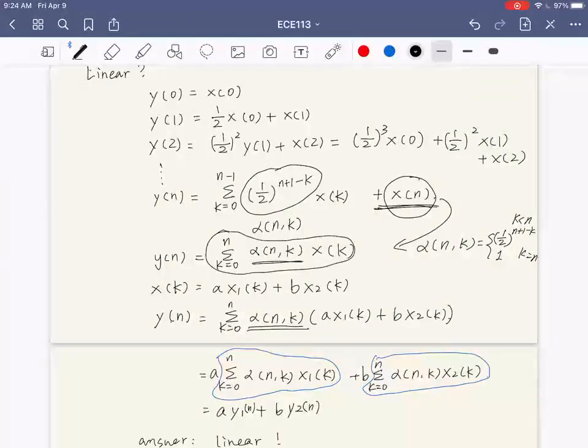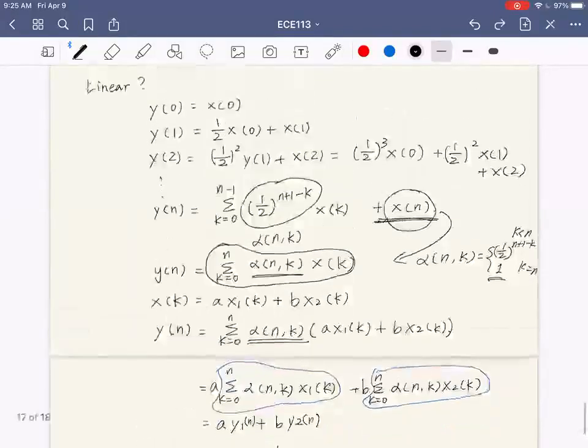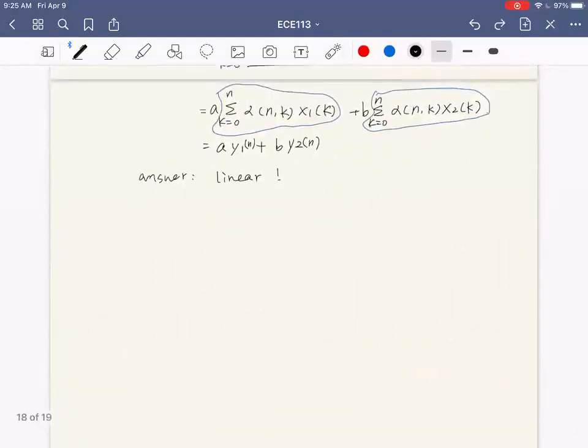And we know that the coefficient is 1 because there's just a single x of n here with no coefficients there. So let's just define alpha n of n and k equal to 1 when k equals n. Okay, thank you. Great. So congratulations, we get the conclusion that it is linear. And I have a second challenge for you.